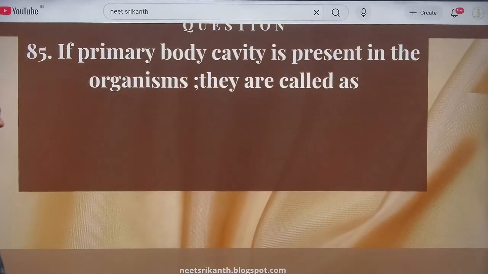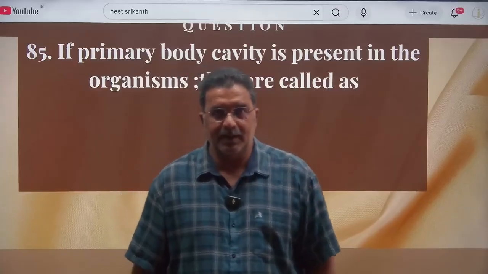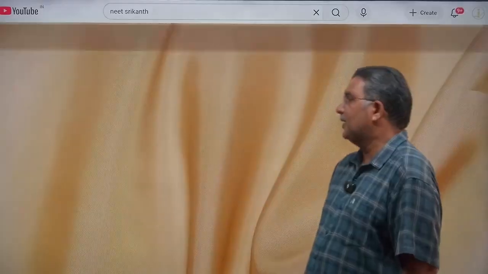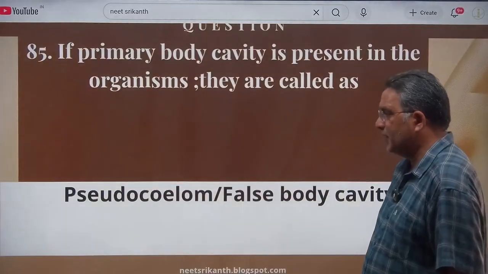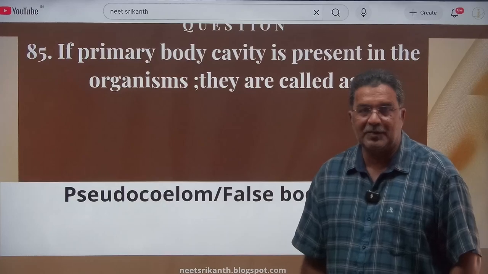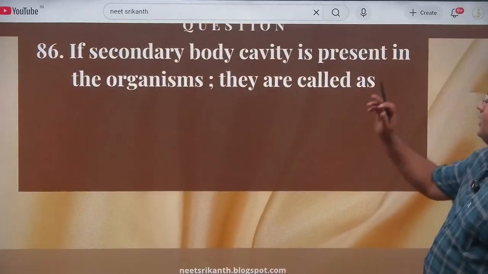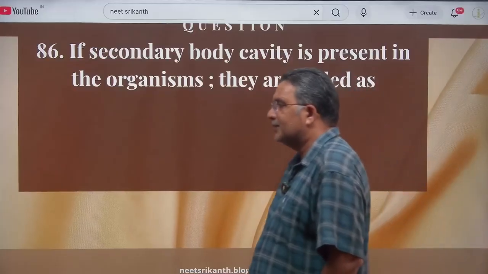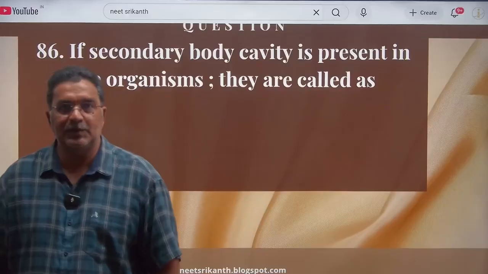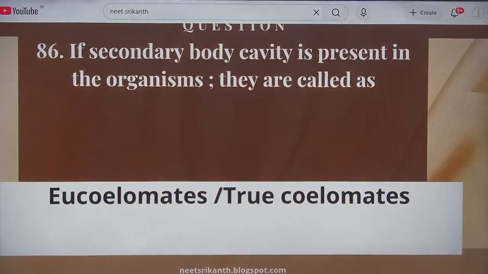If a primary body cavity is present in the organisms, they are called pseudocoelomates. Embryonic cavity, primary body cavity. If it remains in the adult, it is called a false body cavity, that is nothing but pseudocoelom. To say true body cavity, which cavity should be present? Secondary body cavity, isn't it? If a secondary body cavity is present in the organisms, they are called eucoelomates, or true coelom.